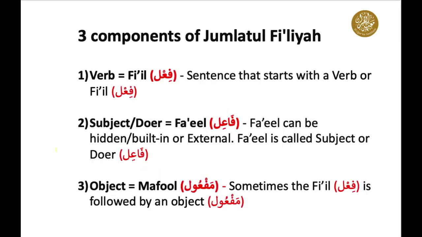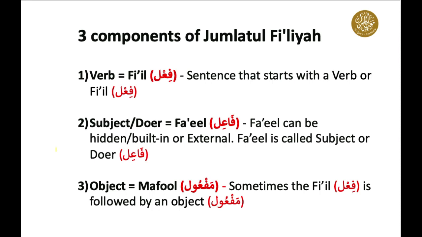What is the second component of jumlatul fi'iliya? That is fa'il. Fa'il is called subject or doer. So fa'il can be hidden or built in within the verb, or it can be external. And the last point to remember, sometimes the fa'il is followed by an object, and that object is called maful. So we can see there are three elements in a jumlatul fi'iliya. First is fi'il, second is fa'il. Fa'il can be hidden inside the fi'il, or it could be external. Number three, sometimes the fi'il is followed by an object, and that is called maful.